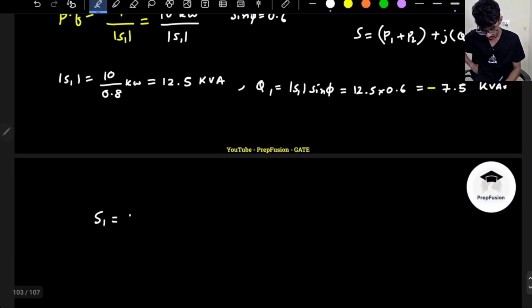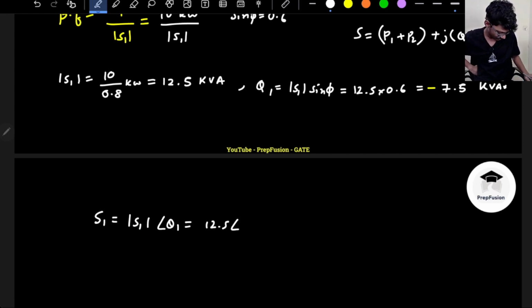Complex power of the first load is magnitude of S1 into angle of theta 1. So magnitude of S1 is 12.5. What is angle of theta 1? Theta 1 is simply cos inverse of 0.8, which is 36.86, minus 36.86. Why minus? Because it is a leading reactive power. That is why it is minus.